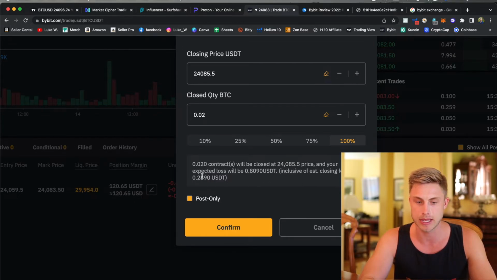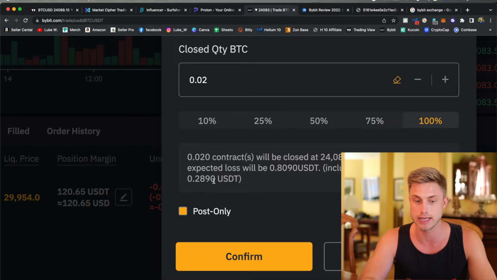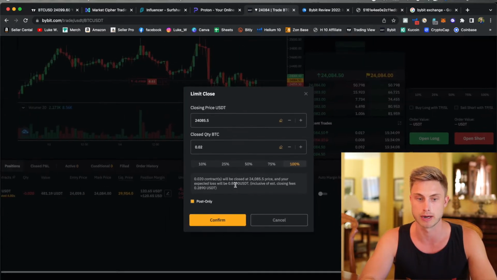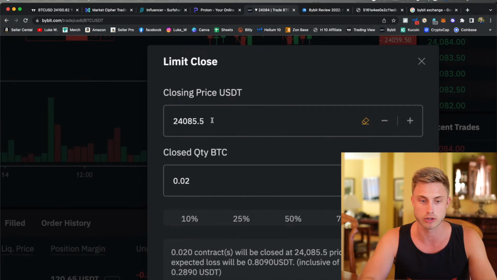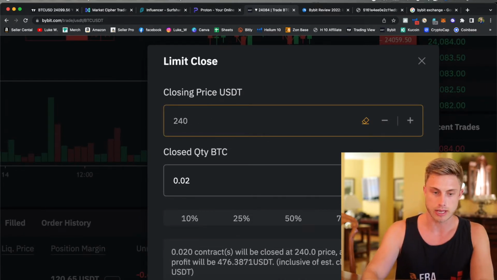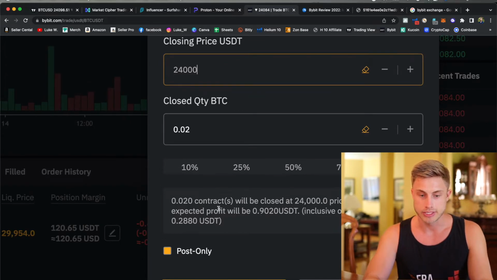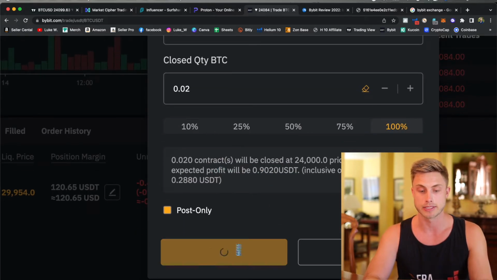You'll see an estimated closing fee here of 28 cents, and that's if you do a market close. When you're doing a limit close, it's probably going to be a fraction of that, so you don't have to worry too much about that. Then on your closing price you can say, okay, I want to close at 24,000, for instance. And on this little trade, great, my profit will be right here. It gives you an estimate of the profit you'll make, and then I can press confirm.